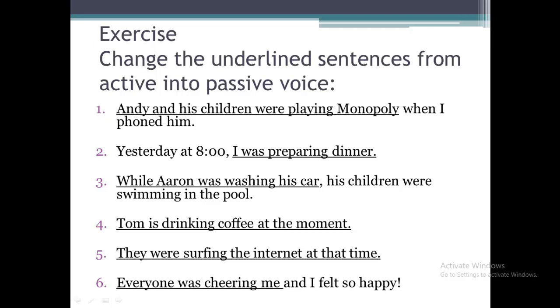Yesterday at 8, I was preparing dinner. While Aaron was washing his car, his children were swimming in the pool. Number 4, Tom is drinking coffee at the moment. Number 5, they were surfing the internet at that time. Number 6, everyone was cheering me and I felt so happy. Okay, please do these sentences, change them from active to passive voice in your notebooks and contact me as soon as you do. I will send you the model answers soon enough.